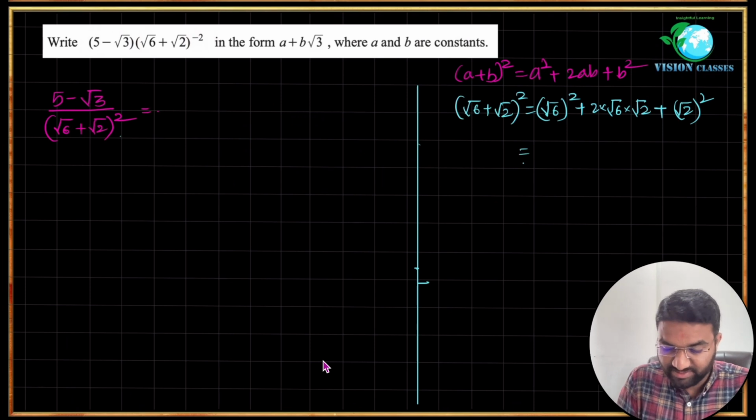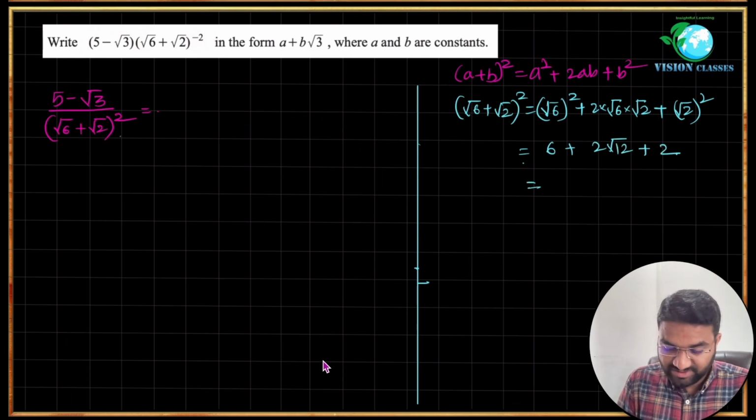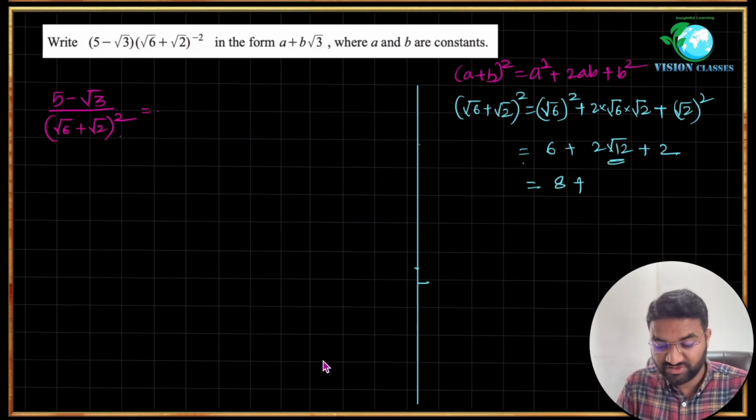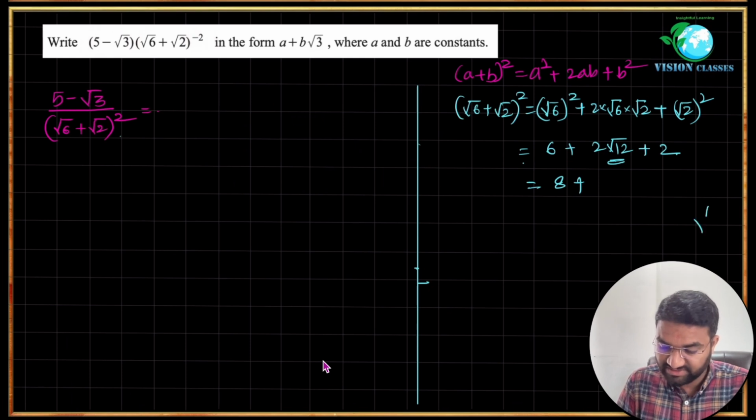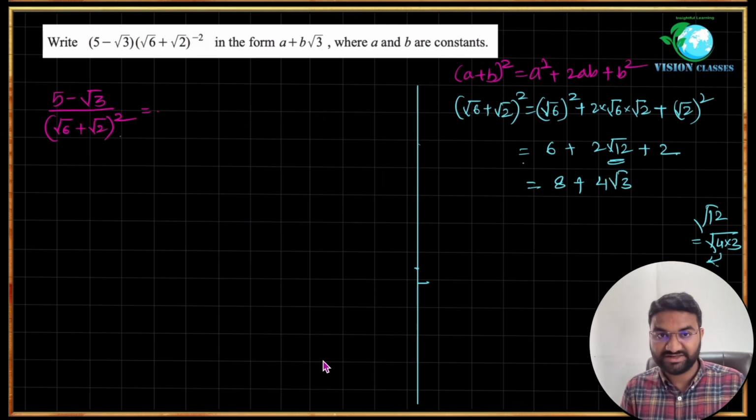Now here is the simplification part. The square of root 6 is just 6 plus 2 root 12 plus just 2, fine, and then 6 plus 2 is 8. Now for the simplification of this 2 root 12: root 12 can be written as root of 4 times 3, so you can take out 2 common. 2 times 2 is 4 root 3. And that's the simplification: 8 plus 4 root 3.